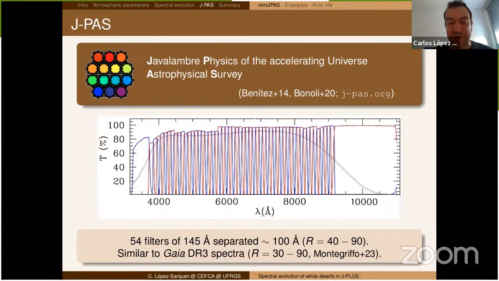So this is similar to the Gaia DR3 spectra that I explained to you previously, that also have a 30 to 90 resolution. So it's very interesting because we have two different data sets, one from low resolution spectra, one from high resolution photometry, let's say, that can be complemented and compared.